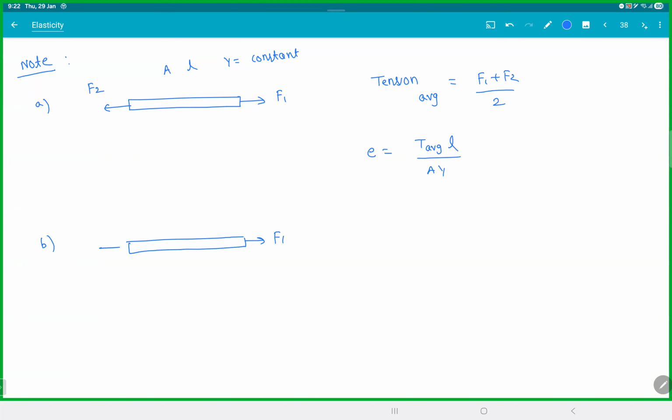Suppose if the forces are in the same direction, F1 and F2, then your average tension will change. Then your average tension will be F1 minus F2. Put in the formula, you'll get the answers. Valid only for elongation. Don't use it for energy, because for energy it is a square function. It's not a linear function. You can always take the average when the functions are linear. If the tension is changing as x power 1, and only when tension varies linearly.